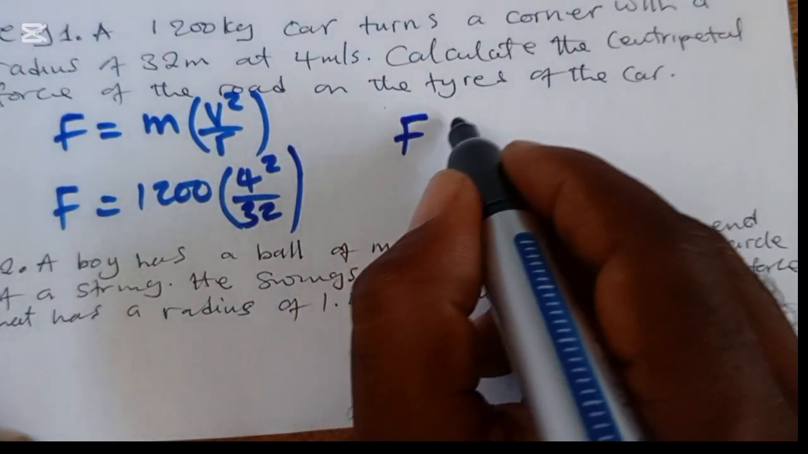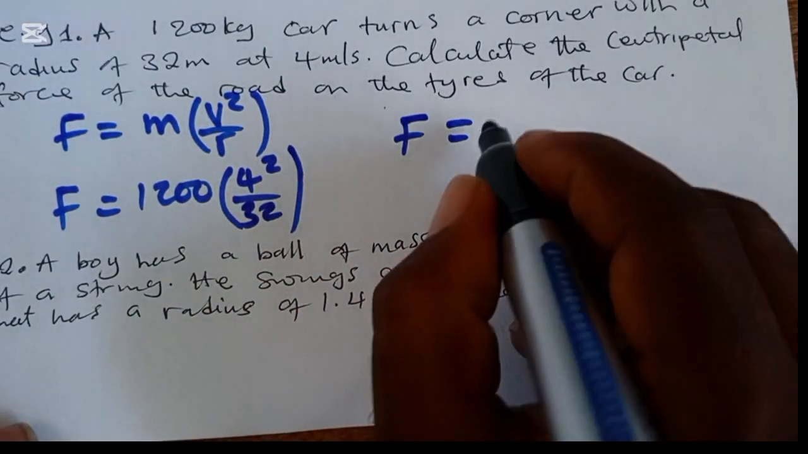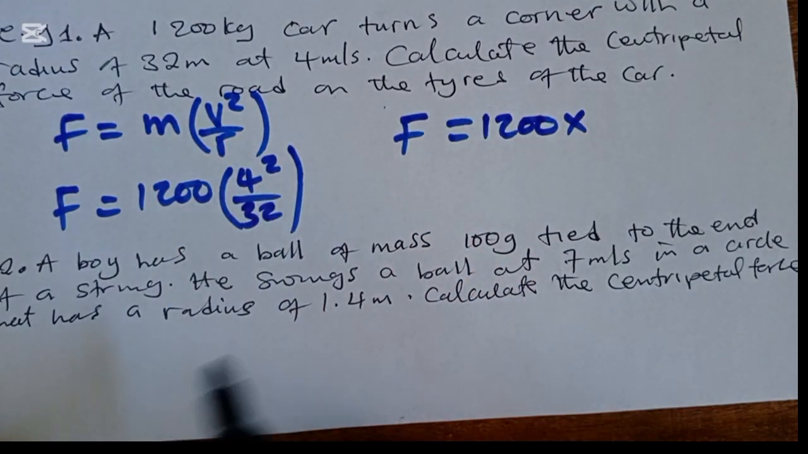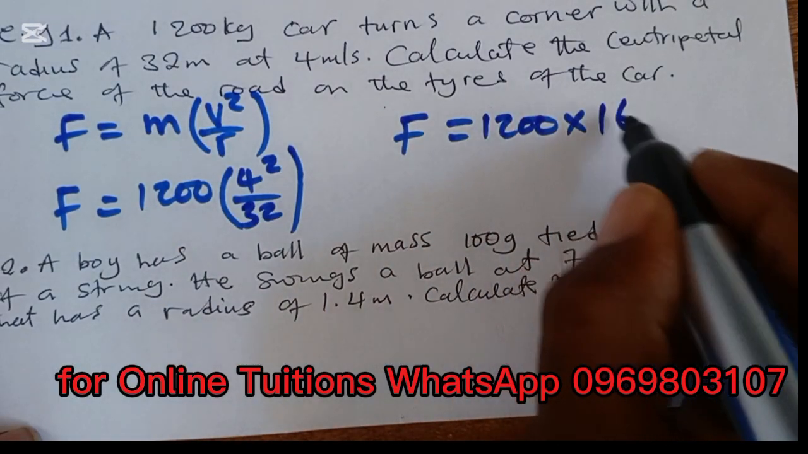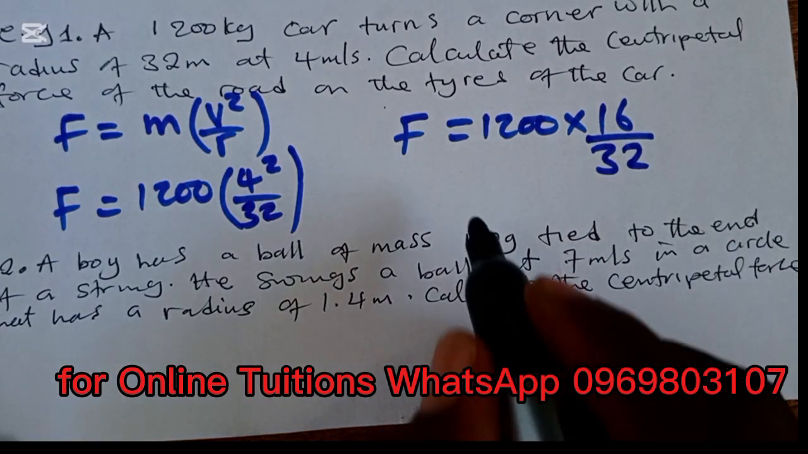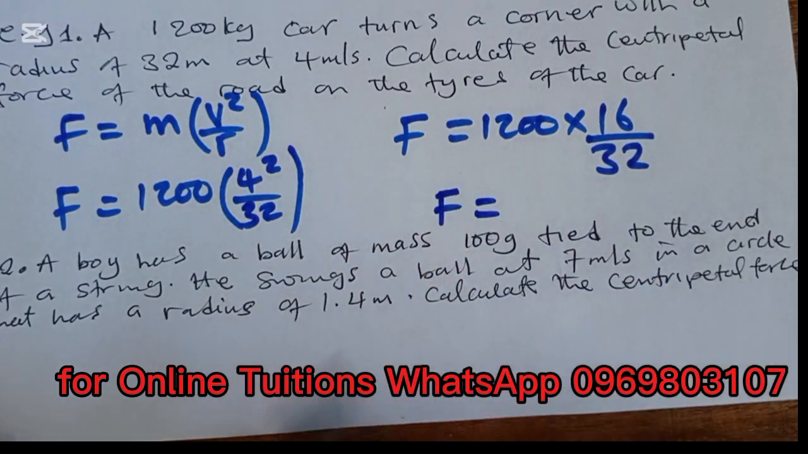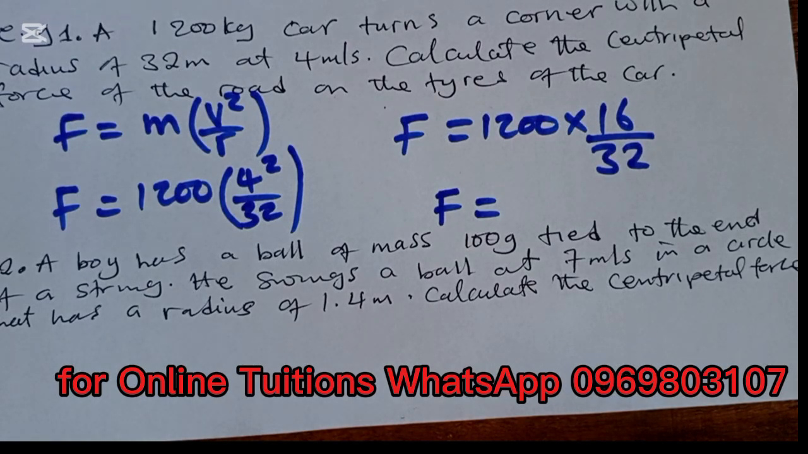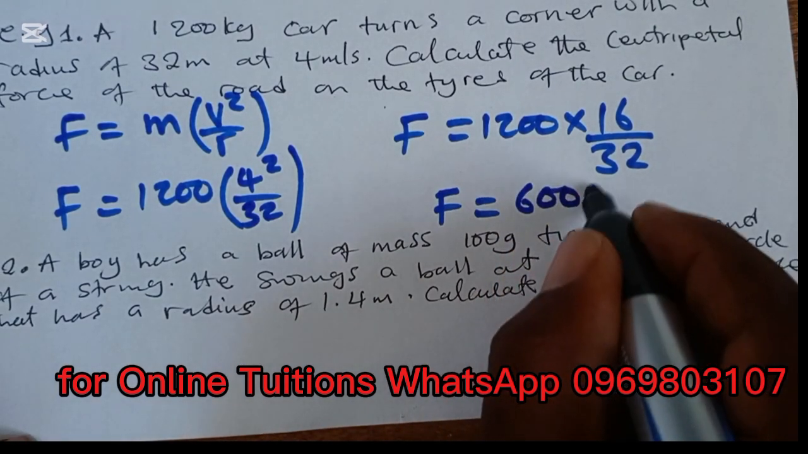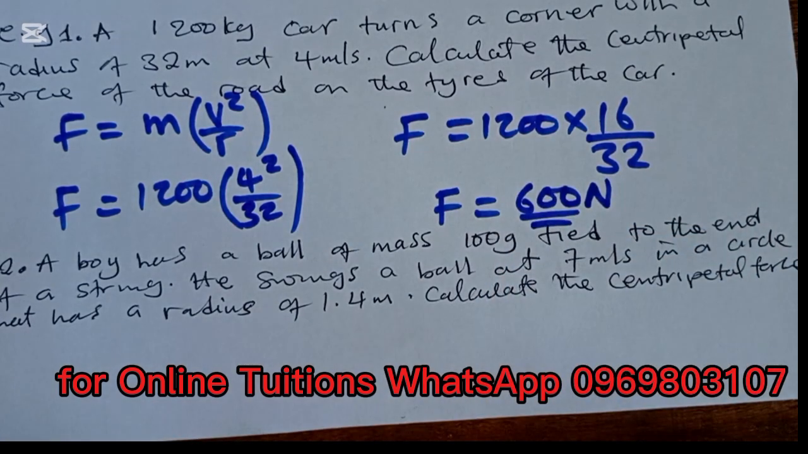So centripetal force is equal to 1200 times 4 squared, it is 16. So 16 over 32. So centripetal force is equal to 1200 times 16 over 32. So the answer is 600. 600 newtons.